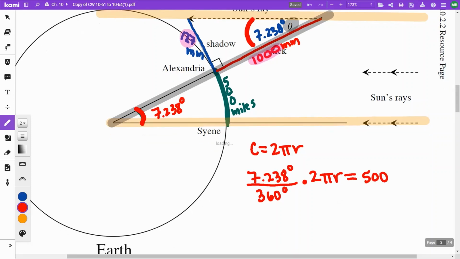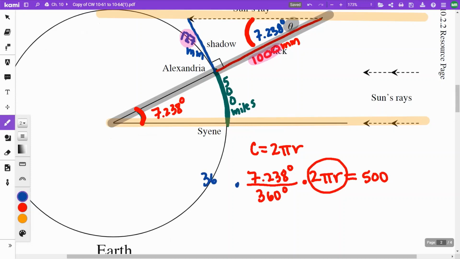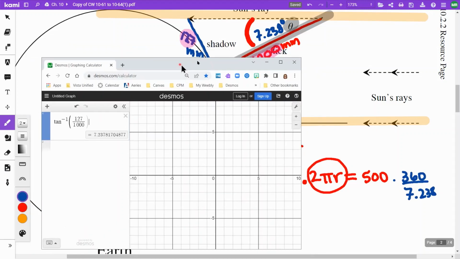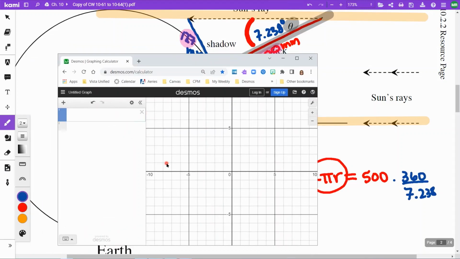So I want to get the circumference by itself. I am going to multiply both sides by the reciprocal, 360 over 7.238. So this side also, 360 over 7.238. Let me do that math. I'm going to be doing 500 times 360 over 7.238. And I get 24,868.7.